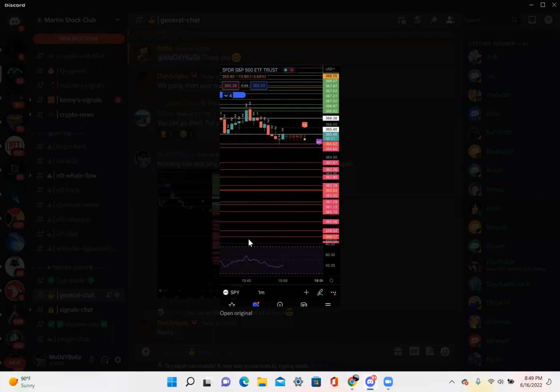Once I bring it down to the 15-minute, what do I find? RSI trying to run back up on a 1-minute chart. I find a PMG and a Morningstar pattern, right? Anywhere we go and watch.